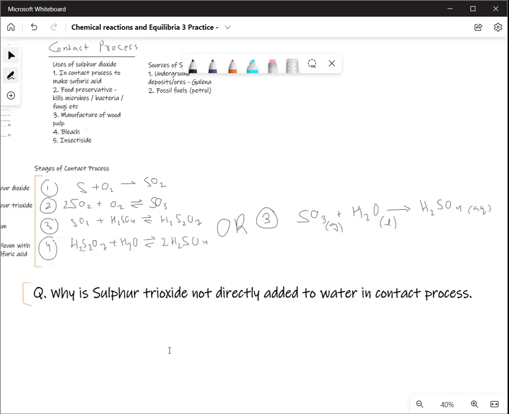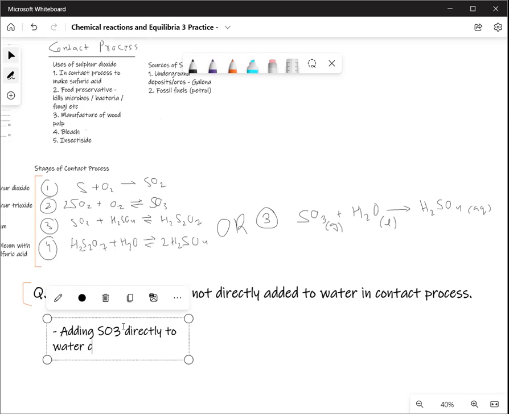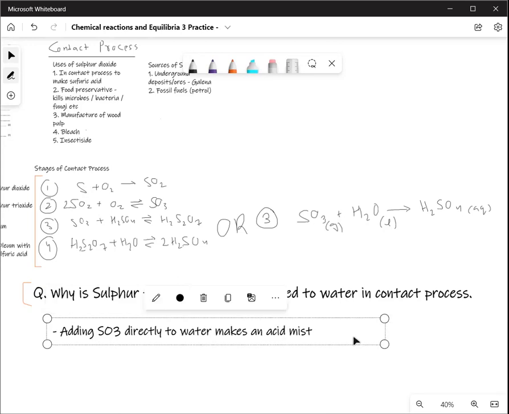Okay. Why is sulfur trioxide not directly added to water in contact process? Okay. The crazy thing is, adding SO3 directly to water makes, or let's say creates an acid mist. What does it do? Makes an acid mist, which is dangerous. So what is acid mist?